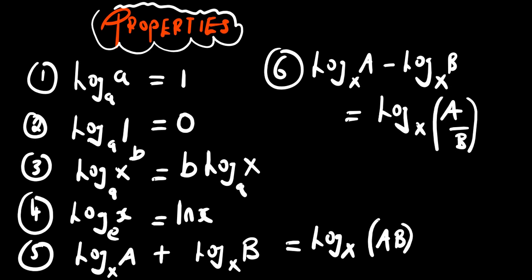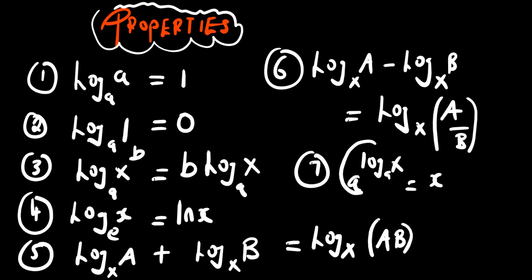Then another scenario that you're supposed to know here is, let's say you have the base, then you have a log on top. Okay, log, and this log has a base of x. So this scenario always gives you x because this is supposed to give you 1. Okay, so these are the basic properties that you need to understand on logs.